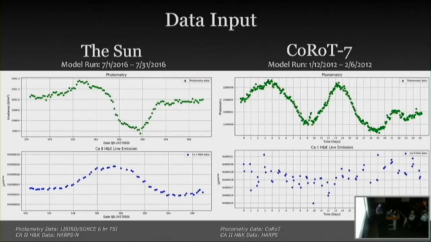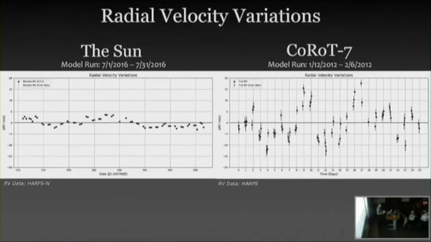Now, the CoRoT-7 data is from 2012, when it was simultaneously observed by the CoRoT satellite and the HARPS spectrograph. And this period in the Sun was just a month that we kind of randomly selected because it's about the same length as CoRoT-7. It features an active region, you can see here. And before we actually apply the model, we'll take a look at the radial velocity variations themselves.